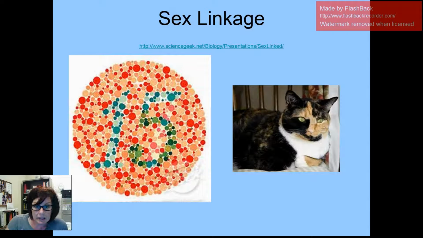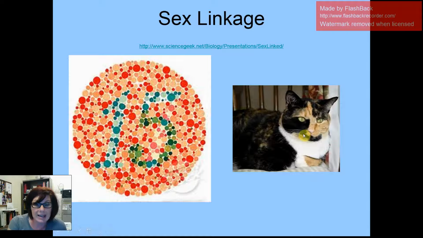Okay, then we have sex-linked traits. If you're looking here, I see the number 15, but some individuals that are colorblind don't see a number at all. This is a test for colorblindness. Certain characteristics are what we call sex-linked because they're carried on the female X chromosome, in a region of the X chromosome where the Y chromosome doesn't have any physical chromosome there. So we see these more often in males affected than in females.